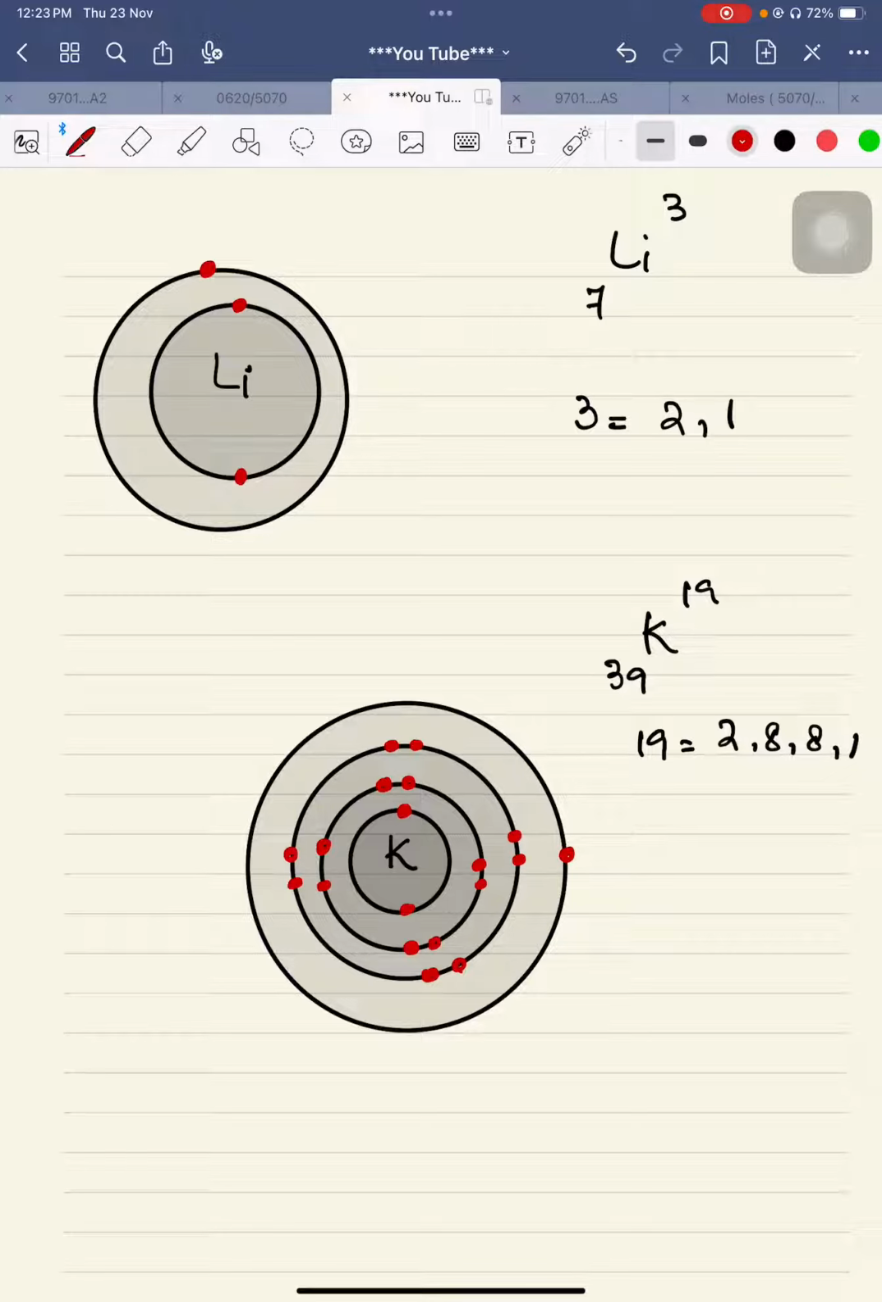Okay. So we can say that in case of potassium, as the distance from the nucleus is greater, it is obviously easier for potassium to lose an electron, because it is difficult for the potassium nucleus to control that electron. In case of lithium, the electrons are under greater control of the nucleus.